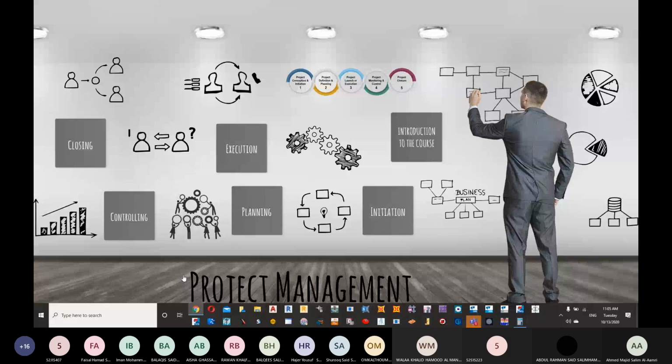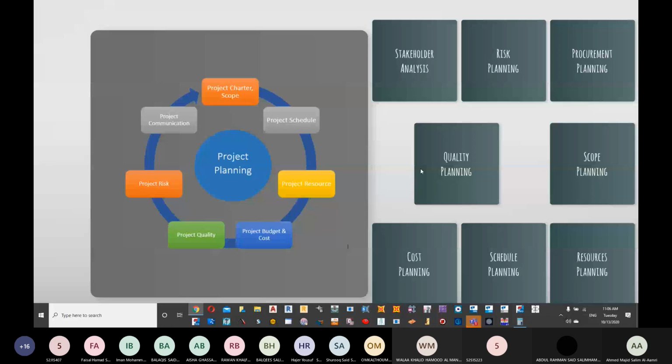So in the upcoming lecture, we are going to have the planning. We are going to learn different types of planning, around 7 or 8 plannings. We are going to learn how to do the planning for each and every area. We say this is the core chapter, which will take maybe 3 or 4 weeks to finish.